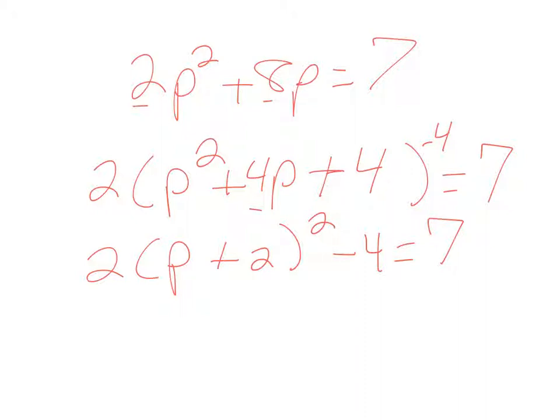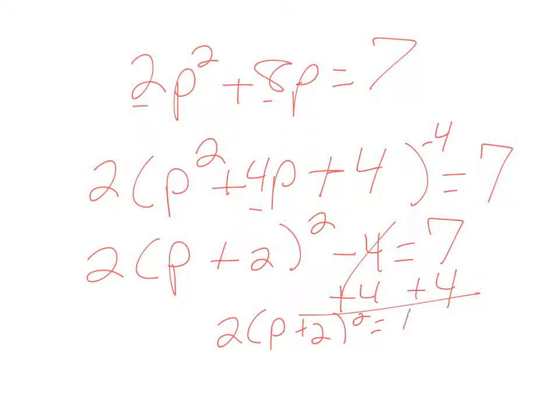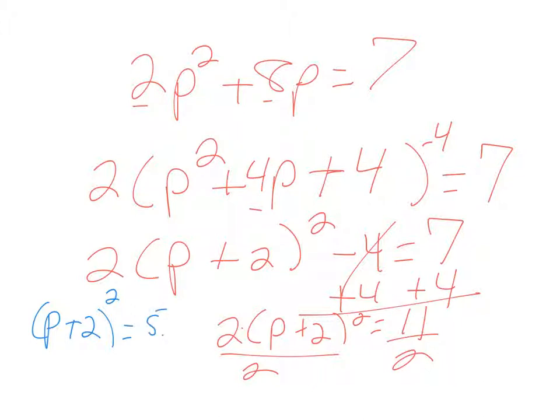Inverse operations, so first you should do what? Hopefully you said add 4 to both sides. 2 times (p plus 2) squared equals 11. And we need to get rid of that times 2. What should we do? Hopefully you said divide by 2 on both sides. And we have (p plus 2) squared equals 11 over 2, which would be 5.5.